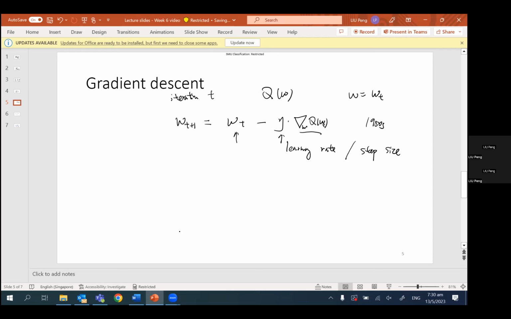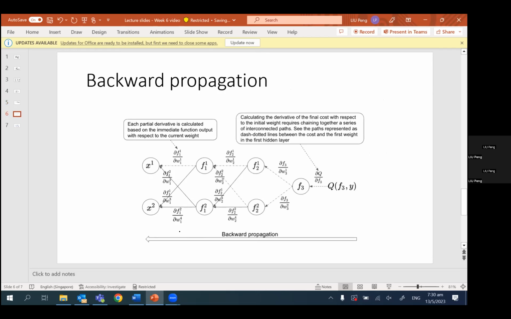All right, so that's gradient descent, and let's look specifically at the backward propagation process. We still have the same three-layer neural network. So this is backpropagation, and once we have the cost, we calculate the derivative of the cost with respect to the intermediate output f3. Remember that we want to calculate the derivative of Q with respect to W. But these W are all the connections, so this is W1, W2, W3, W4.